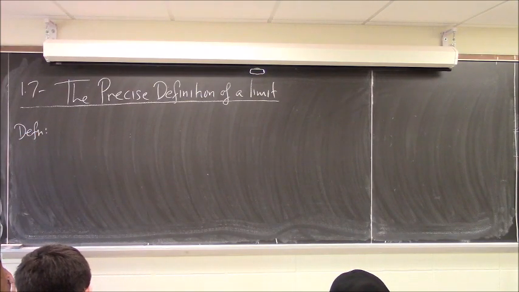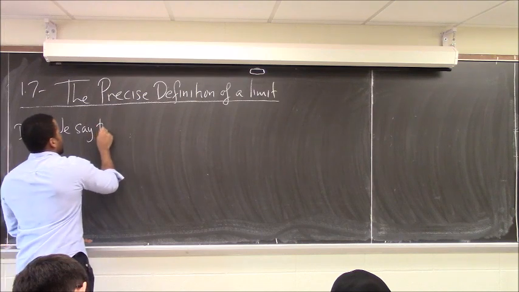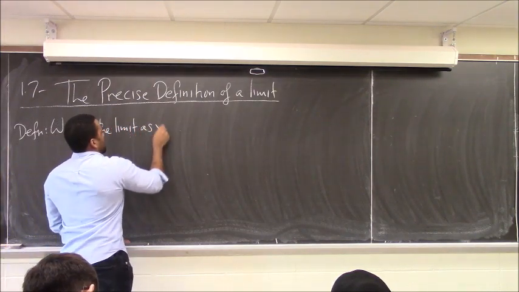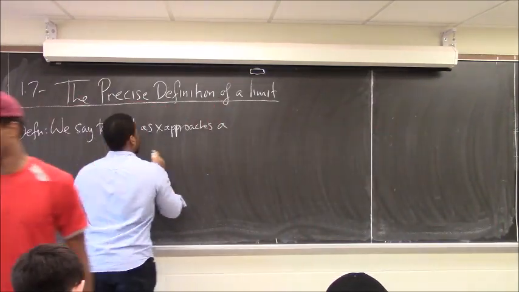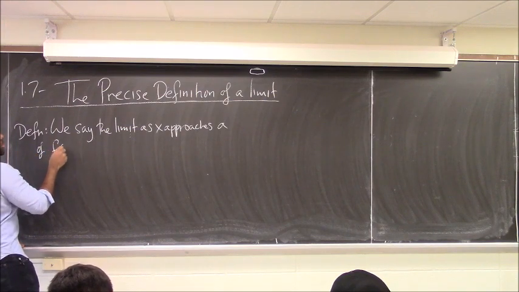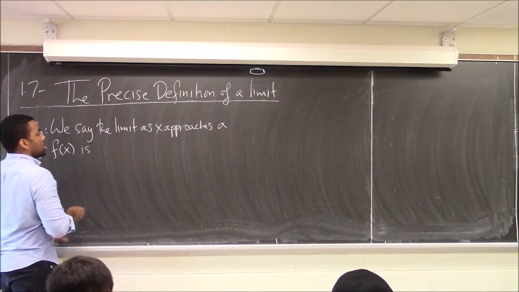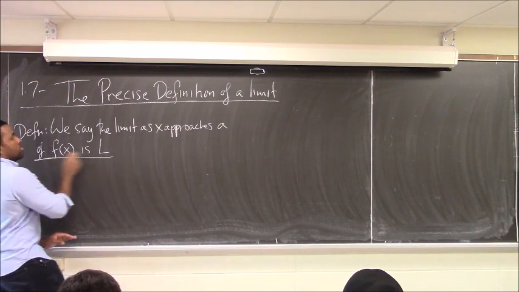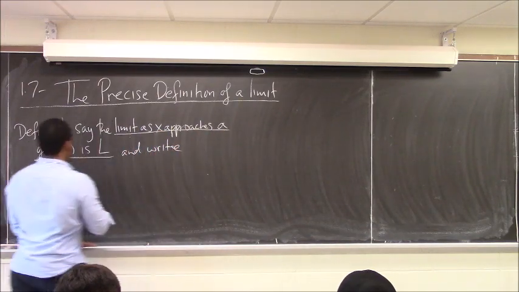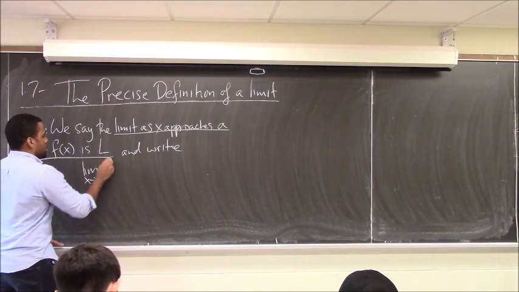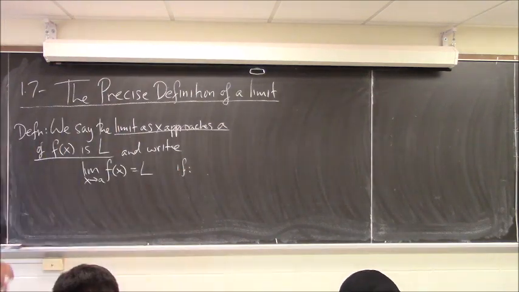And this is called the precise definition of a limit. So we say the limit as x approaches a of f of x is L, and write the expression limit as x approaches a of f of x equals L if, okay, so here's the definition.